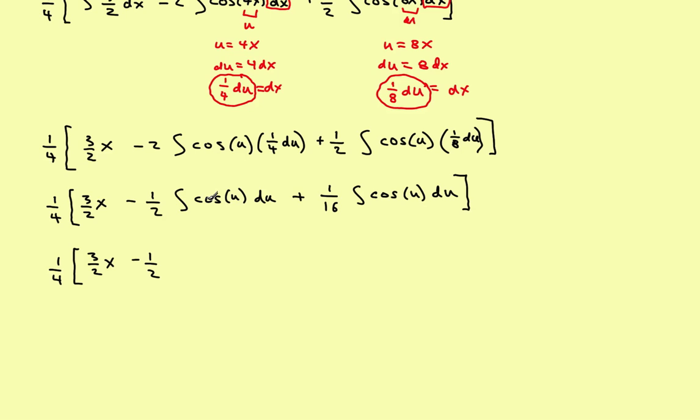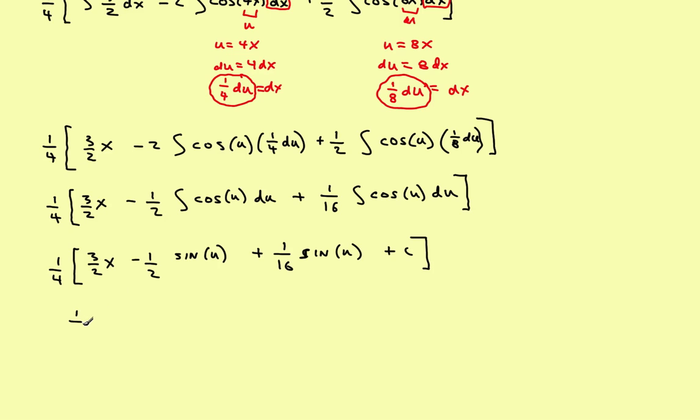The antiderivative of the cosine of u is the sine of u, so this will turn into the sine of u, and you'd have a plus c, but we'll save that for the end. Then you'll have plus 1/16 of, again, the antiderivative of the cosine is the sine of u. And then for the whole problem, we'll go ahead and just put a plus c out here. Now, you need to replace each one of these u's with what they're equal to.